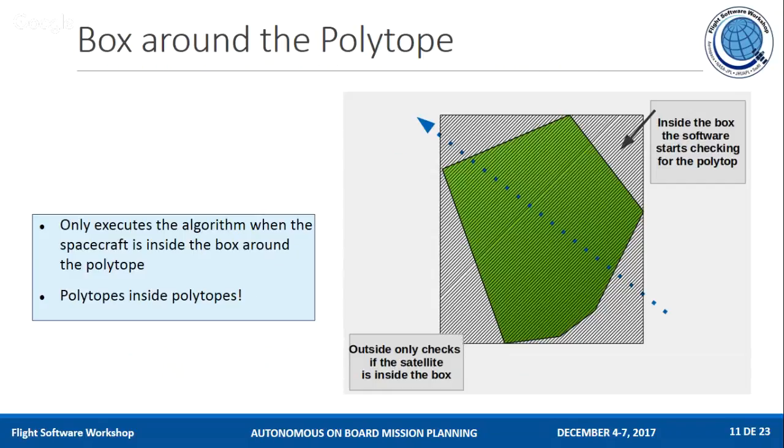The algorithm that we are using is based on the Jordan curve theorem. This theorem, this algorithm, just calculates if any point is inside or outside the polytop. Next slide, please.